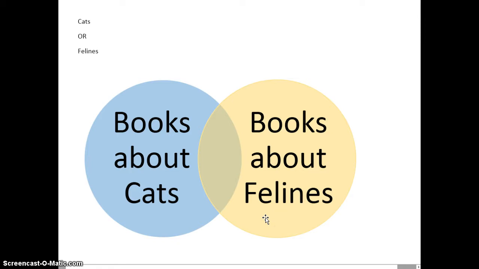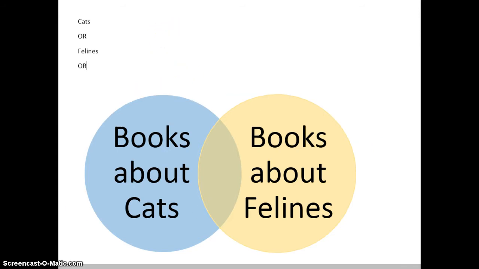So this will get you a very large number of results compared to, for instance, if you did cats and felines because you wanted to find only the books that used both words. Cats or felines will get you all of this. This is a little bit of a silly mnemonic device, but if it helps you remember, just tell yourself that or gets you more, while and gets you less as the opposite.